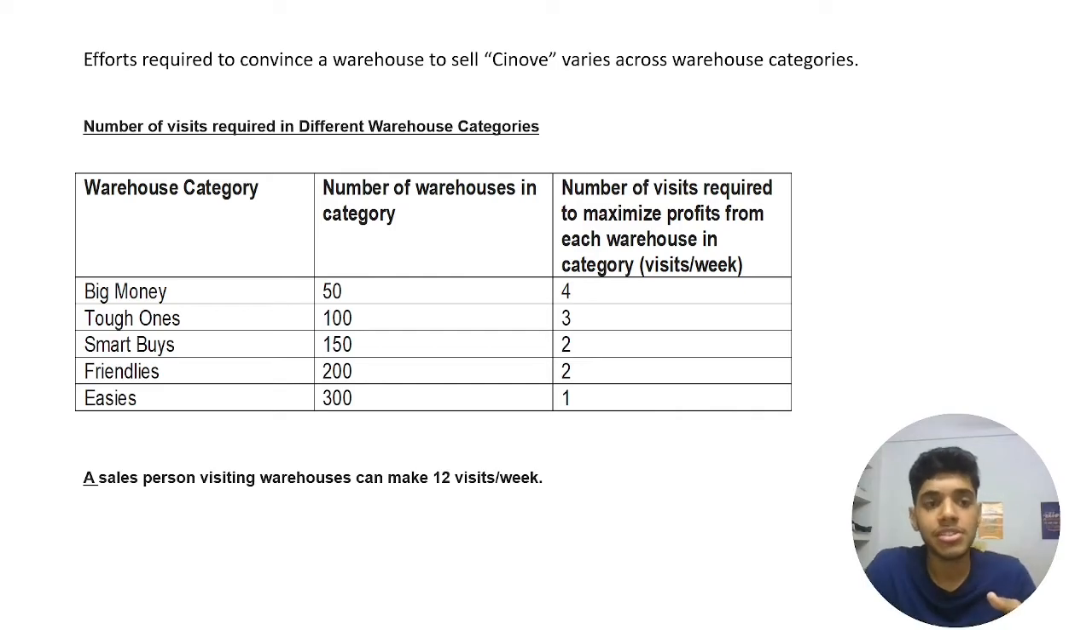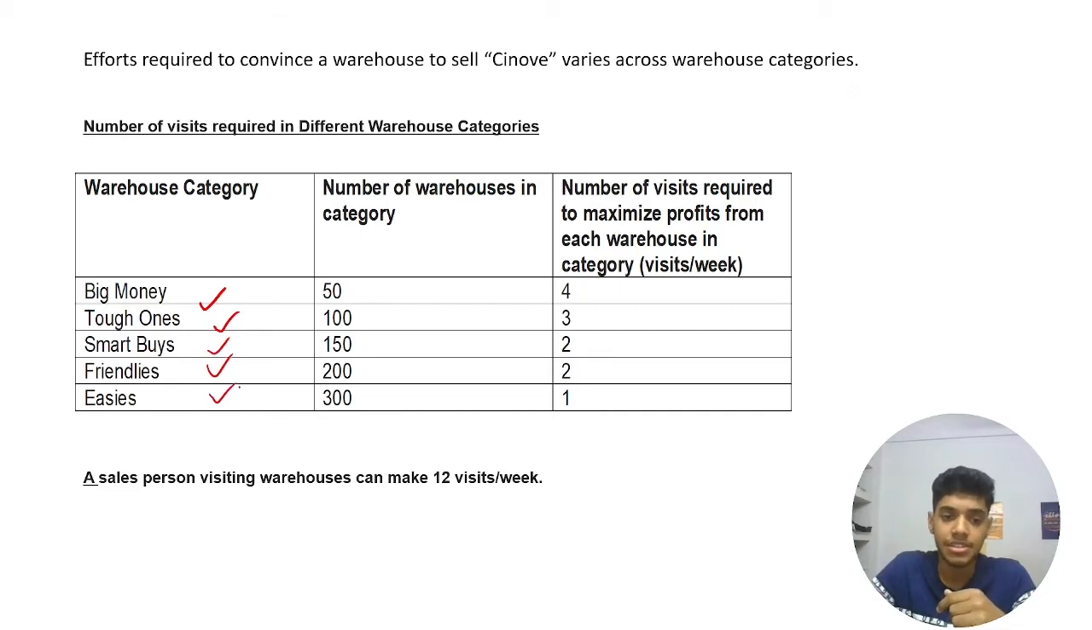From this data, we can see a table that shows the number of widgets required in different warehouse categories. There are 5 warehouse categories: big money, tough ones, smart buys, friendlies, and easies. And we can see the number of warehouses in each category. There are 15 big money, 100 tough ones, 115 smart buys, 200 friendlies, and 300 easies. The third column is the number of widgets required to maximize products from each warehouse, that is, the number of widgets per week we need to convince them to sell in their warehouse.